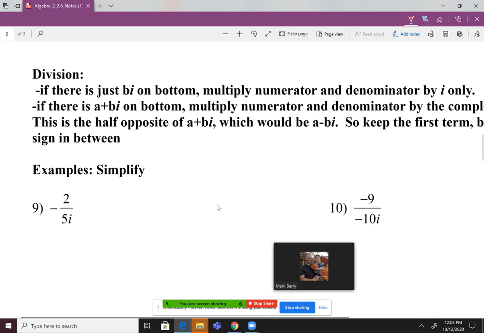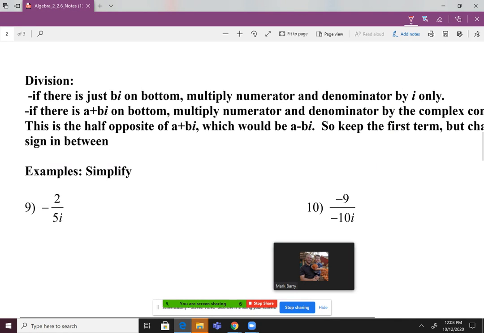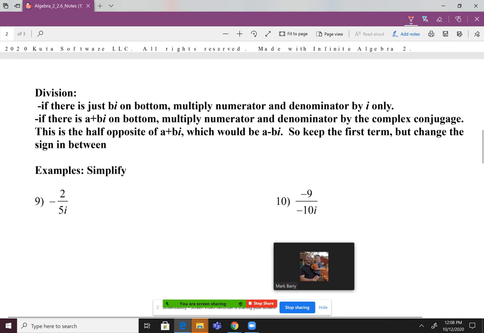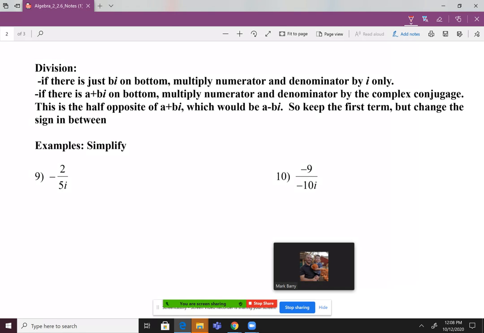But let's move on to division here. So division gets a little complicated, or it's a little complex, if you will. If you just have bi on the bottom, so if you just have a number and i on the bottom, we're going to multiply the numerator and denominator by i only, okay? That's what we're always going to do. And then we're just going to see what happens, okay?